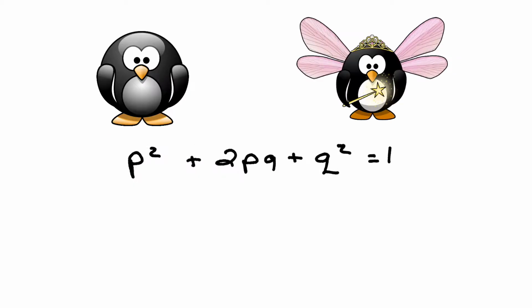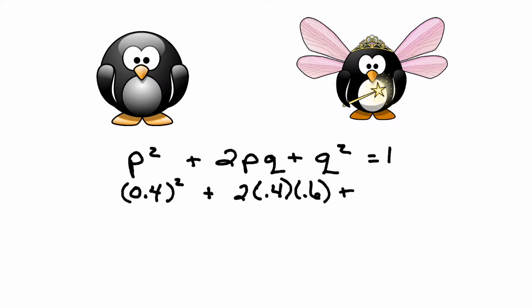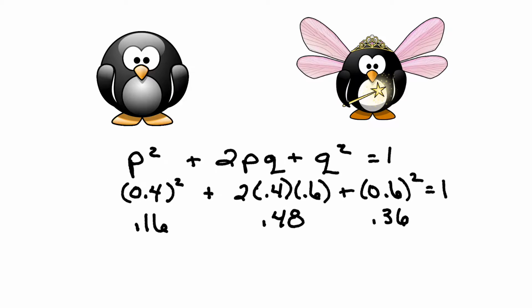So let's drop those numbers into our expanded equation. So for P squared, we had 0.4 squared. And then 2PQ would be 2 times 0.4 times 0.6, because that's our Q. And then for Q squared, we had 0.6 squared. So if we do the math, we have 16% that are homozygous dominant, 48% that are heterozygous dominant, and there's our 36% that are homozygous recessive.